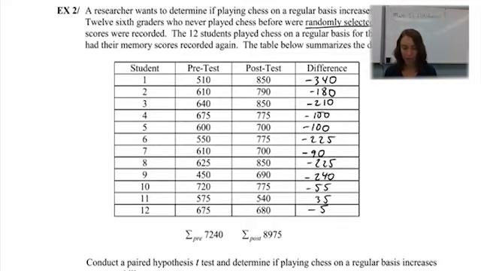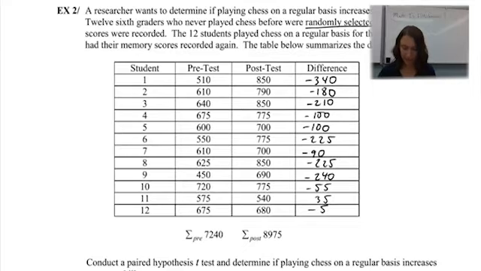The tables on your homework problems, on your tests, or on your AP exam will not show that. So you would have to recognize in the problem that these are paired data and that you need to find the difference within each pair. If we have 12 students and we're testing their memory skills before and after playing chess, a pre-test and a post-test, we want those values to stay paired for each student.